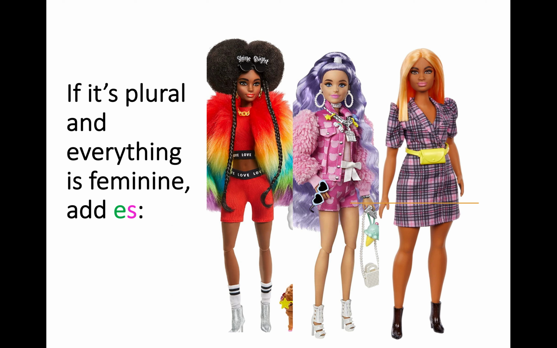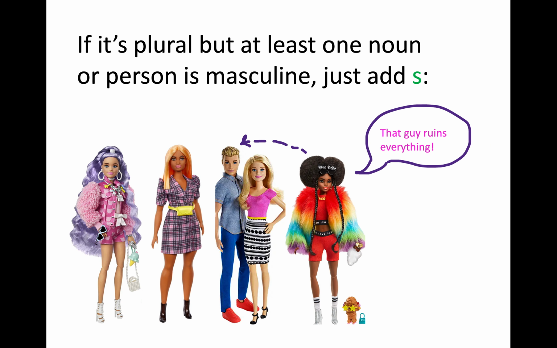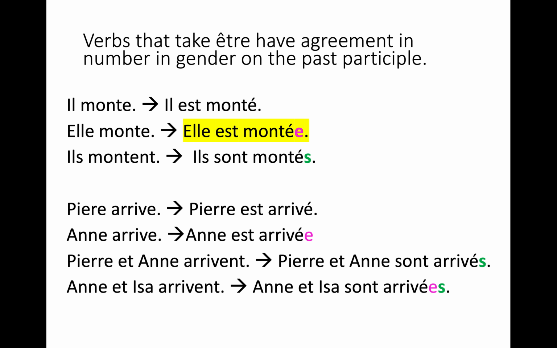So here, the agreement in number and gender is it's plural, so you add an S, and it's all females, so you add an E. And here it's plural, so you add an S, right? That's what we mean when we say agreement in number and gender. So if you look at il monte, and we just wrote il est monté, it's singular and it's masculine, so we don't add anything. If we look at elle monte, it's singular, so we don't add an S, but it's feminine, so we add an E.